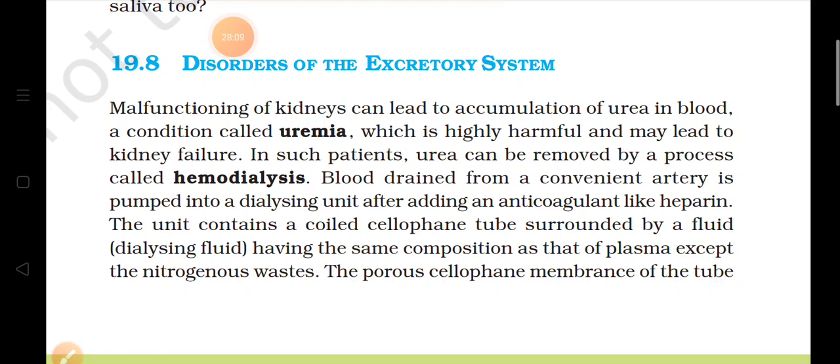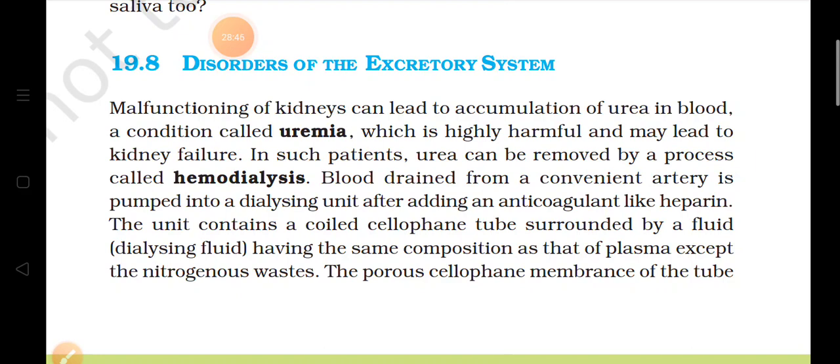So during hemodialysis, when the blood is drained from a convenient artery, it is added with a substance known as anticoagulant, and now this blood is pumped into the coiled cellophane tube, meaning thin plastic tubes, and these tubes are surrounded by the dialyzing fluid. So when the blood is flowing through the coiled cellophane tube, outside it dialyzing fluid is present, which has the same composition as the plasma except for nitrogenous waste.